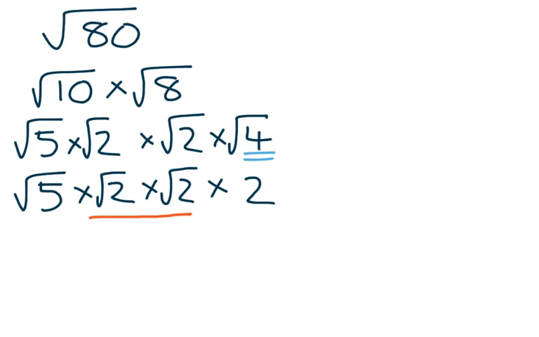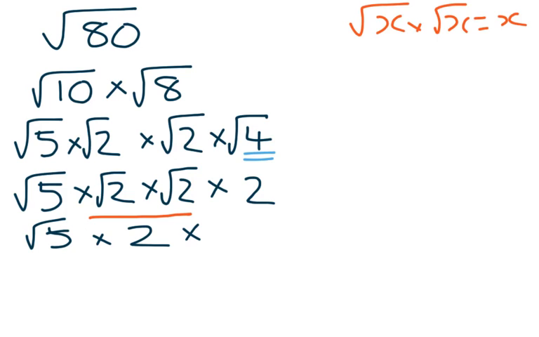So the root 2 times root 2, that takes us back to rule number 1. I'm just going to remind you what rule number 1 was. It was root x times root x is x. So down here, root 2 times root 2 should give me 2, shouldn't it? So I've got root 5 times 2 times 2. And then 2 times 2 will give me the 4. And then that's 4 root 5. And we knew it was going to be 4 root 5 because we did it twice on the other page.